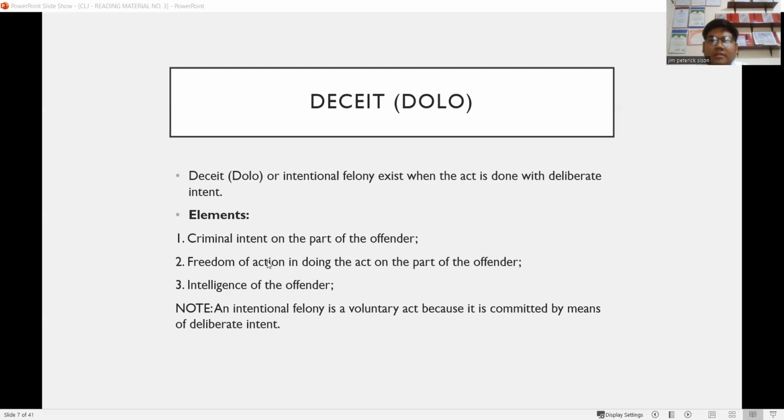And intelligence of the offender. He must not be insane. Dapat dili siya insane. Dapat dili siya imbecile. Dapat dili siya minor below 15 years old. Otherwise, that's an exempting circumstance. He will be exempted from criminal liability. So take note that an intentional felony is voluntary, of course, because there's freedom of action and intelligence on the part of the offender. And yes, it is a voluntary act because it is committed by means of deliberate intent. Okay, you should take note of that.